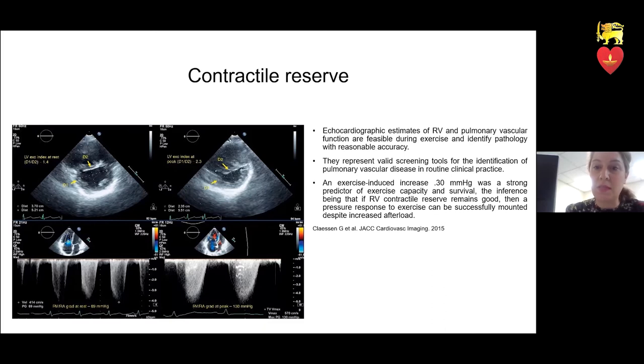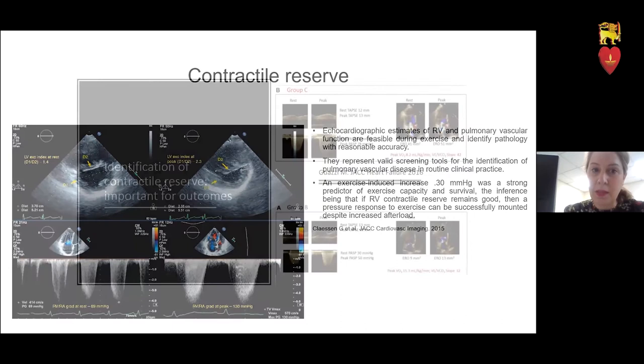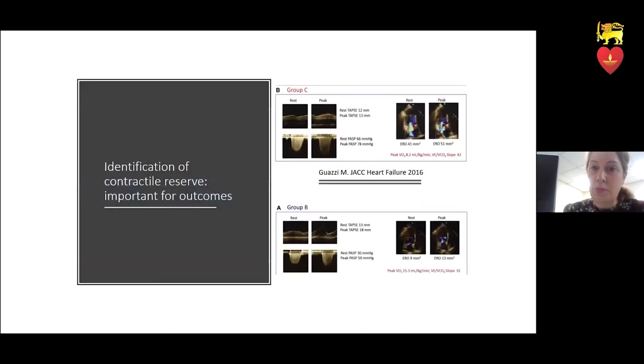Sometimes here in this study, in JACC Cardiovascular Imaging, they assessed eccentricity index. And also it's important, we don't use TAPSE because, as I said, it's load dependent, but it's important to see the pulmonary pressures and the contractile reserve of the right heart. So here it's important for outcomes.